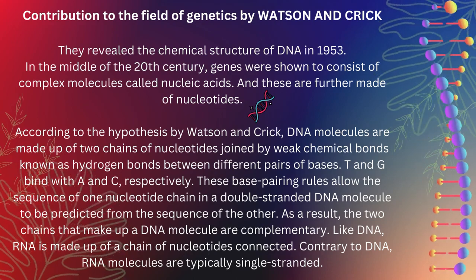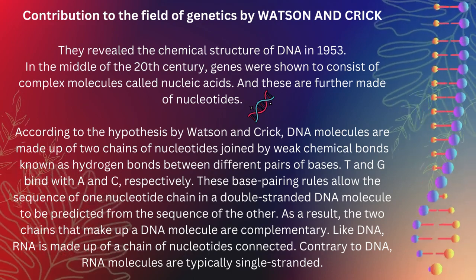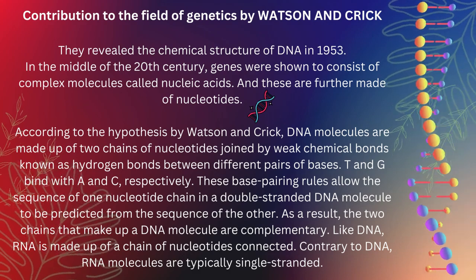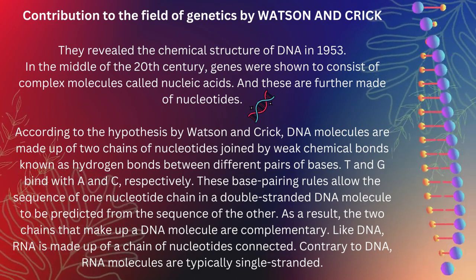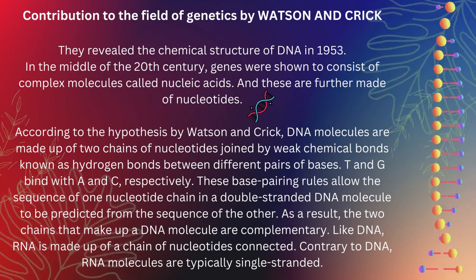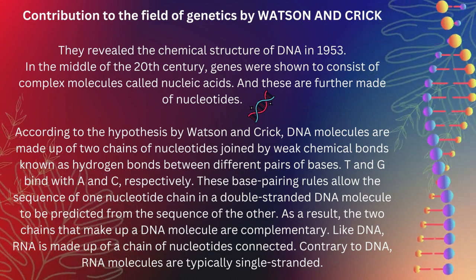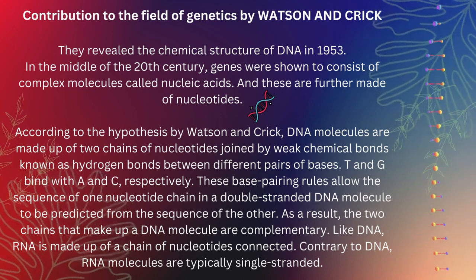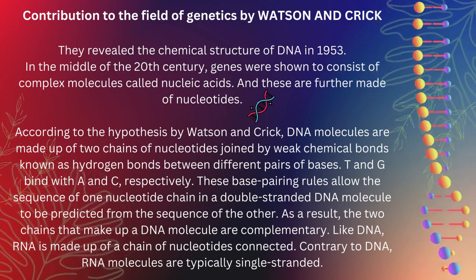These base pairing rules allow the sequence of one nucleotide chain in a double-stranded DNA molecule to be predicted from the sequence of the other. As a result, the two chains that make up a DNA molecule are complementary. Like DNA, RNA is made up of a chain of nucleotides connected to one another. Contrary to DNA, RNA molecules are typically single-stranded in nature.